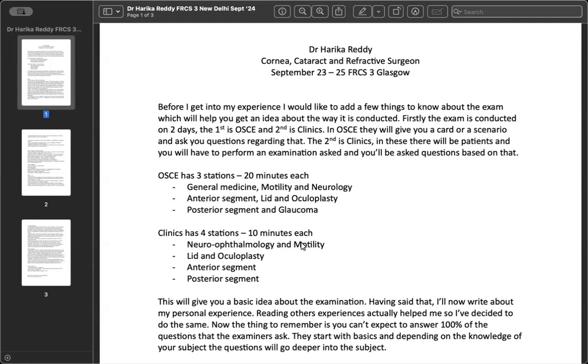Okay. And in clinics also, there will be 4 stations, but this is 10 minutes each. So you have to be pretty quick here. And in each room, there will be 2 examiners. After 5 minutes, one examiner will stop asking questions, and the second one will ask you the other question. Okay, now that you have the basic idea, feel free to stop me anytime. You can always unmute yourself and ask me questions.